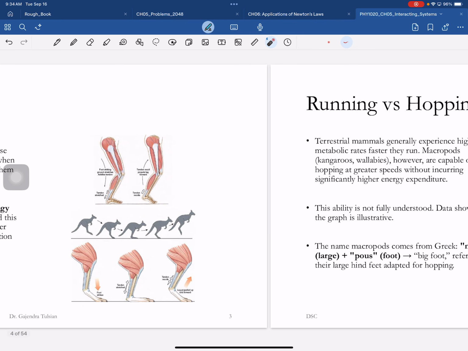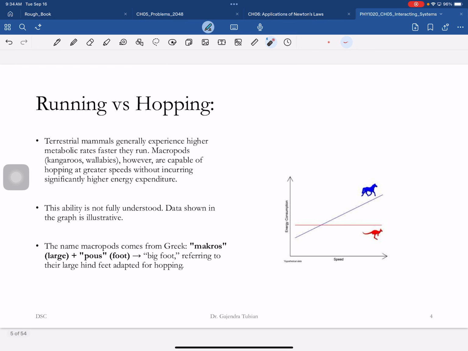Now, before I do that, let me show you a graph. What this graph shows is the rate of energy consumption against speed. This is a very interesting graph. For a normal mammal, as you run faster and faster, your rate of energy consumption increases. Look at the graph for a kangaroo. It's essentially flat. It's running faster and the rate of energy consumption hasn't increased.